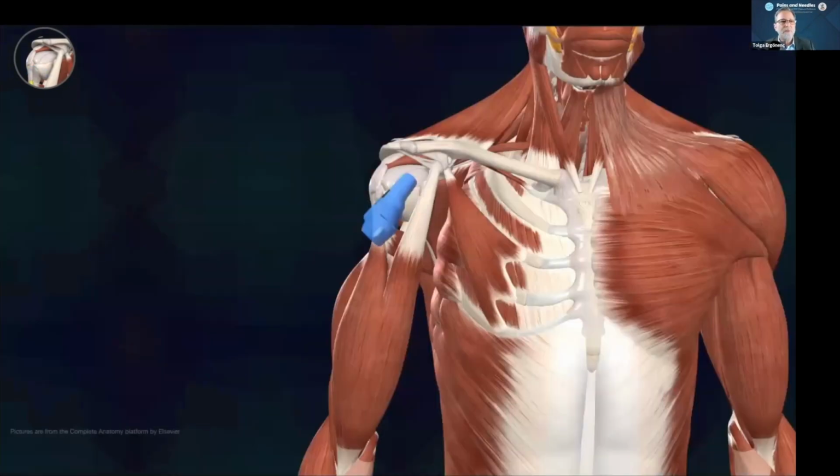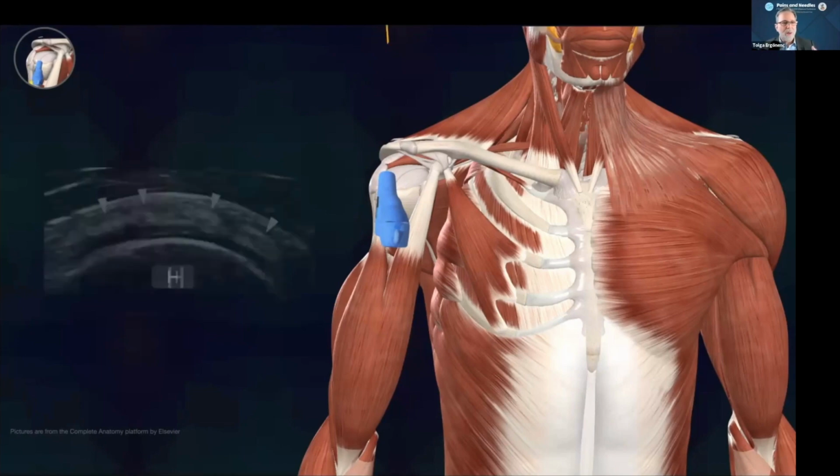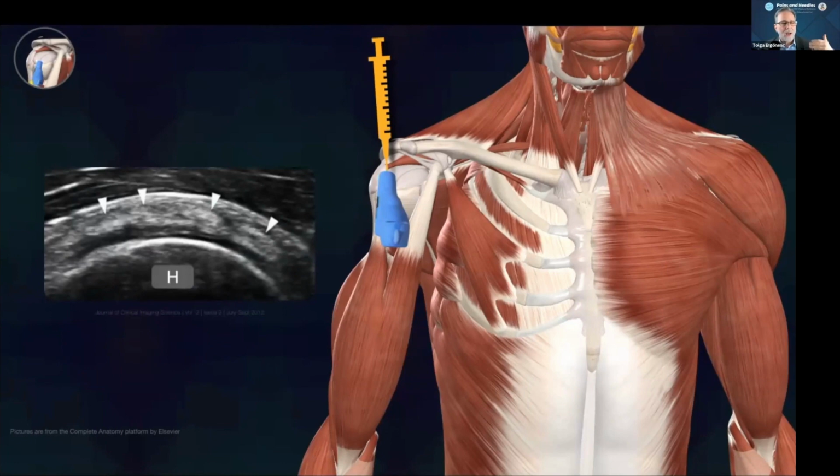And when you turn your transducer 90 degrees, you can see the short axis view of the subscapularis tendon. You can see hyperechogenic fibers and hypoechoic clefts due to interposed muscle fibers among the tendon fibers. And you can perform a peritendinous injection, short axis in plane approach, like this.